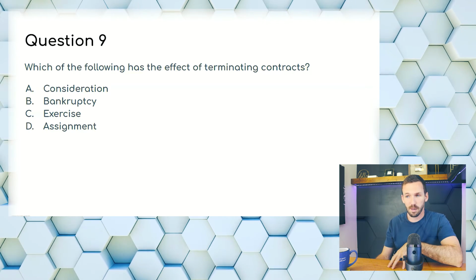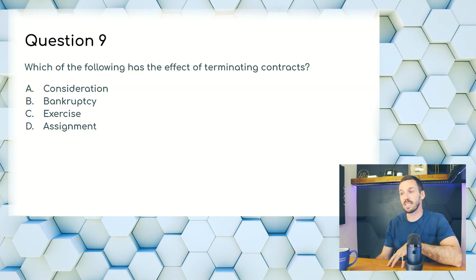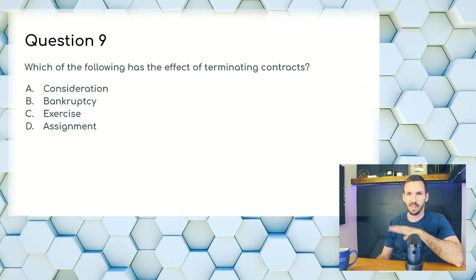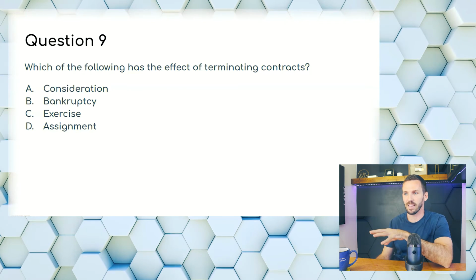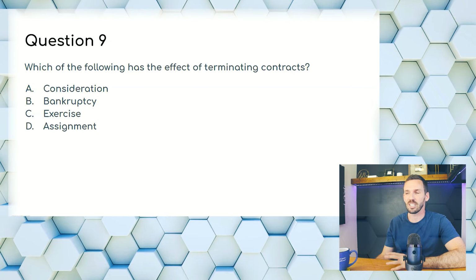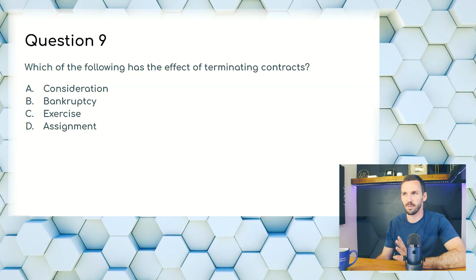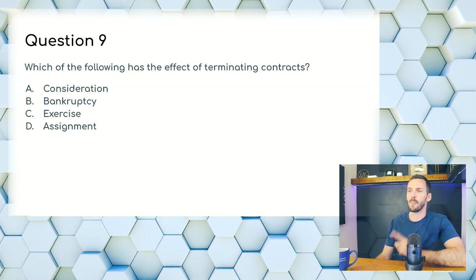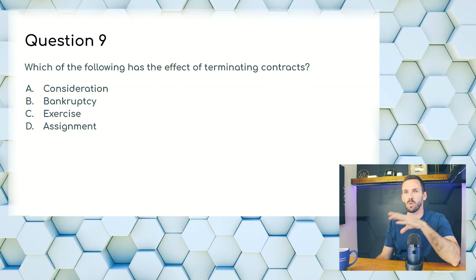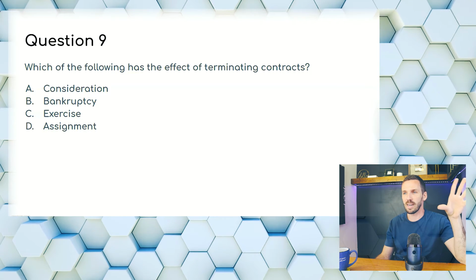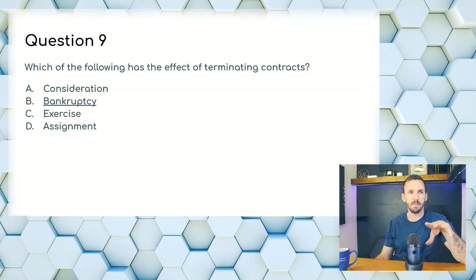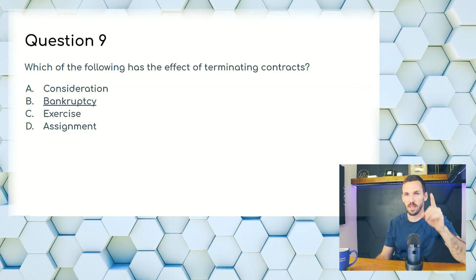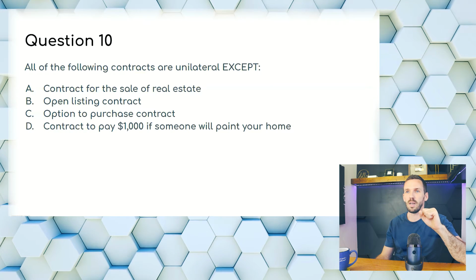Bankruptcy is when you can't pay your mortgage. Exercise doesn't make sense here, and I don't mean that as like they're trying to use that as an athletic thing. It means to take action or to exercise your rights. It really doesn't apply here. Assignment is to assign the contract or assign the loan. Again, doesn't make sense here. Bankruptcy, B is the answer. This will terminate a contract.